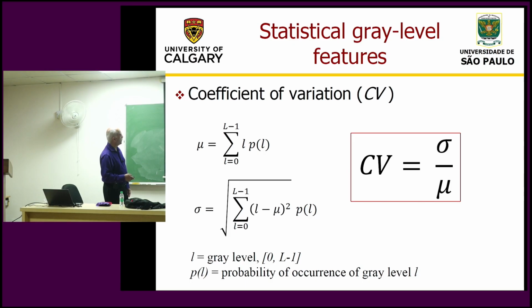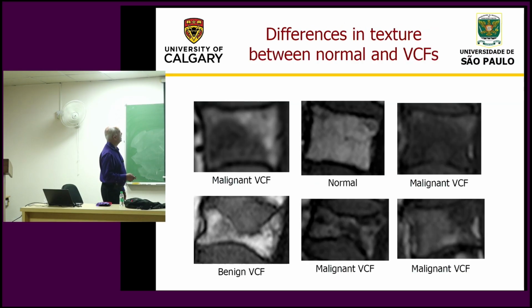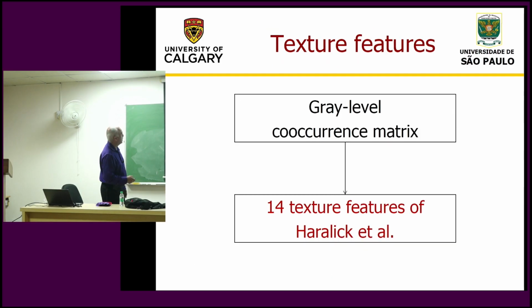You have seen all of this before. Kurtosis is the fourth order moment. In grayscale, there is some more difference that you can observe. Normal, malignant VCF, malignant, and benign. So you can get some idea about these. Again, see the nodular loss of signal intensity, as I call it. In this case, there is a large area of loss of signal intensity. Here, the whole body is affected by loss of signal intensity. Here, it's about 3/4. We saw some of that.